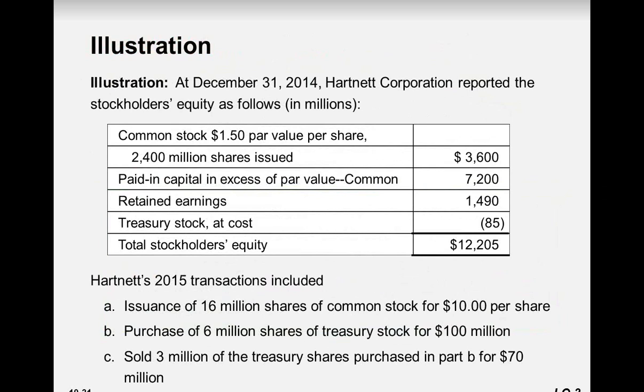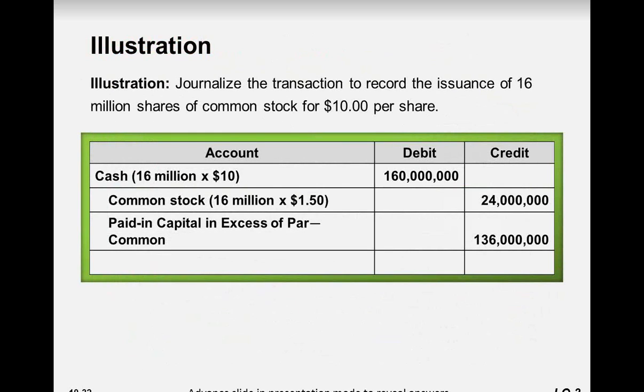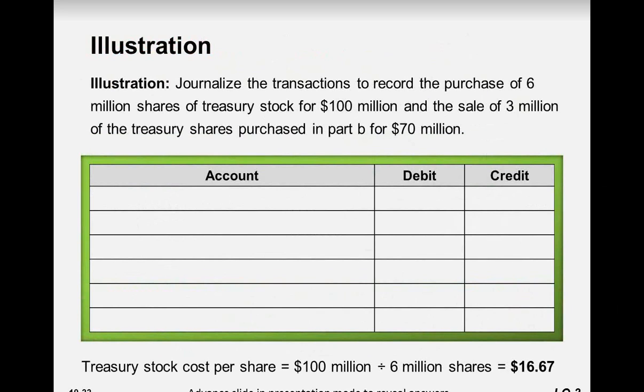The issuance of the 16 million shares of common stock is going to be cash, common stock, the 16 million at the par value, and the paid-in capital in excess of par for that common stock, the difference between the amount of cash received and the common stock account. The second transaction, we repurchased 6 million shares of the Treasury stock for $100 million, and the sale of 3 million of the Treasury stock repurchased in Part B.